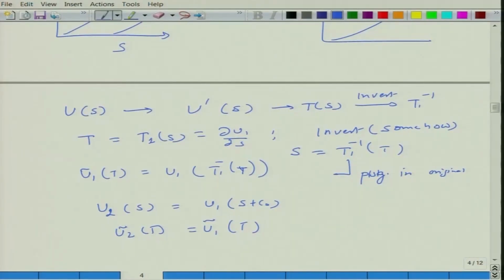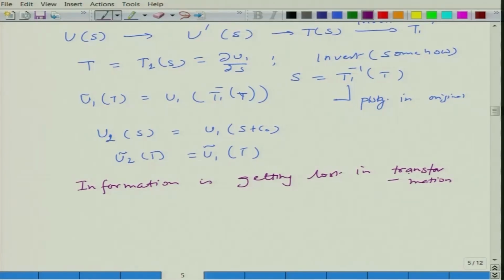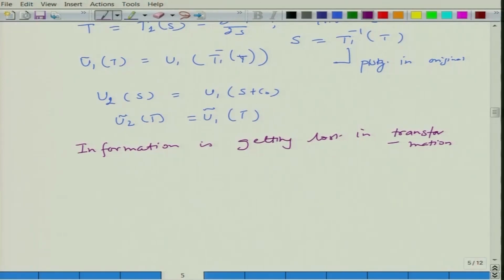So we need to think of a little more clever approach. In this kind of approach which we have used here, what is happening is that information is getting lost in the transformation. So, in order to obtain a suitable function, we will be making use of a mathematical approach called the Legendre transformation. I am going to now describe that.